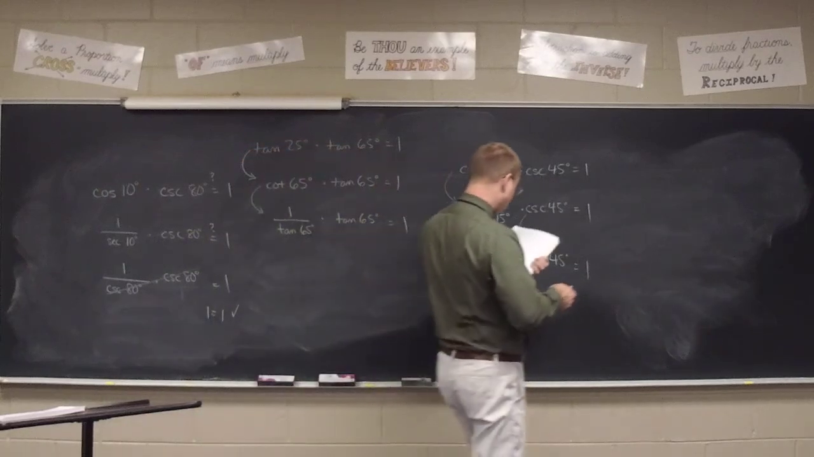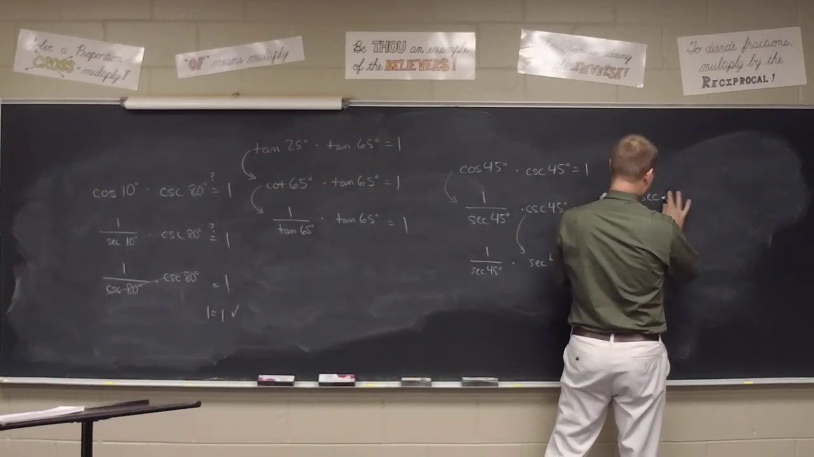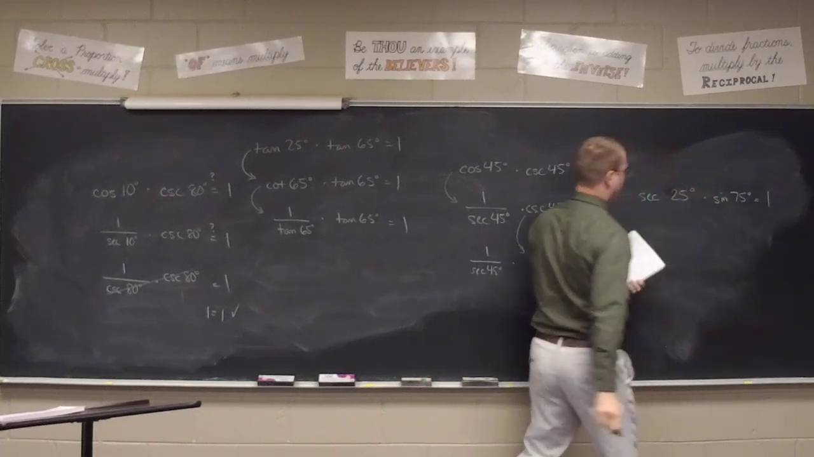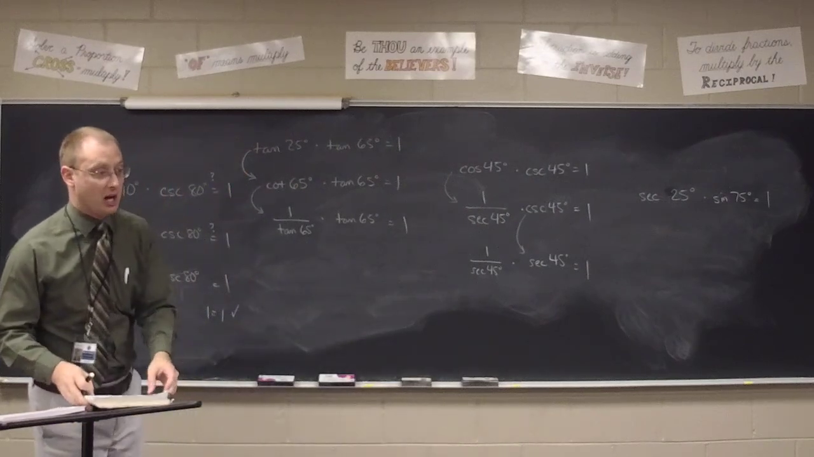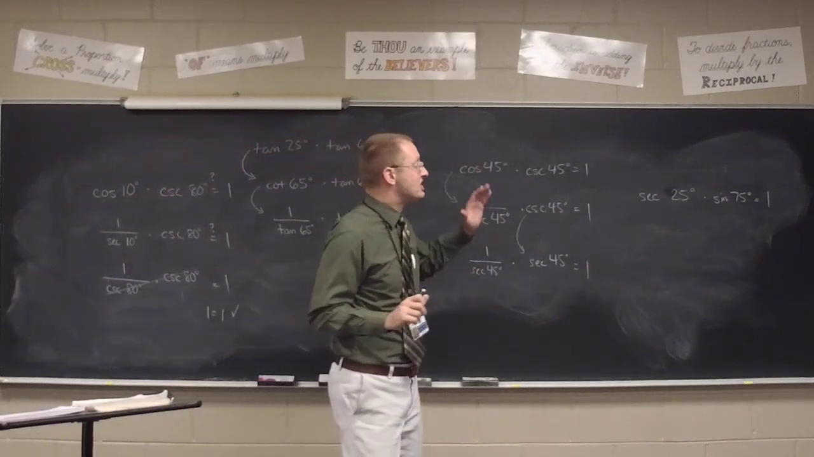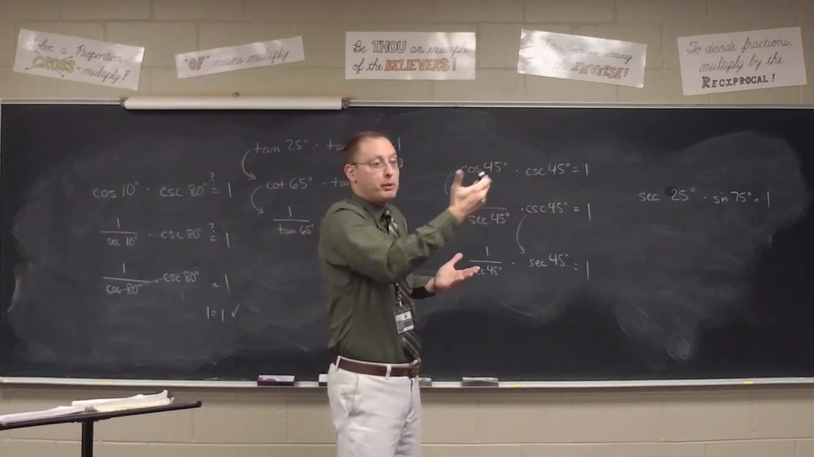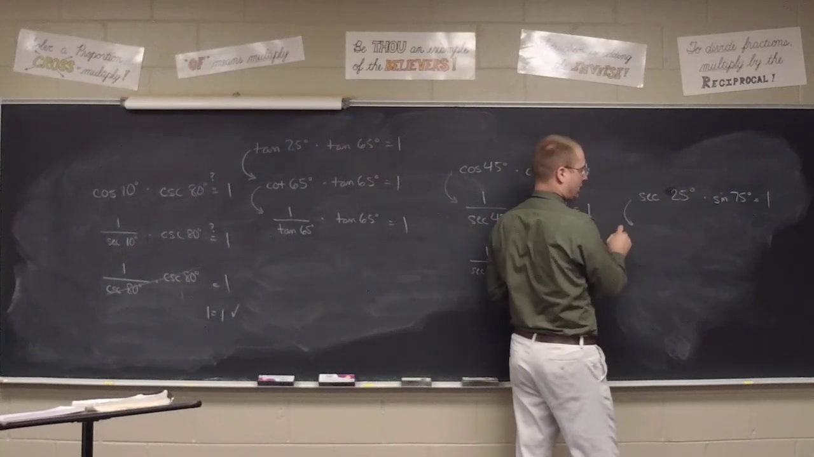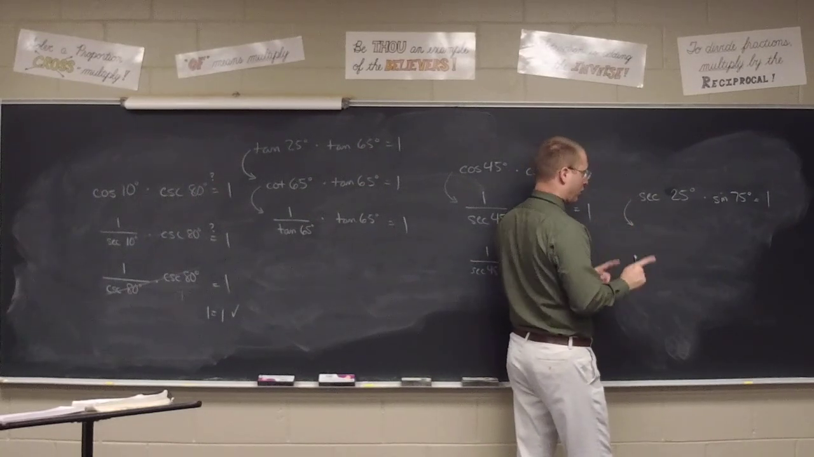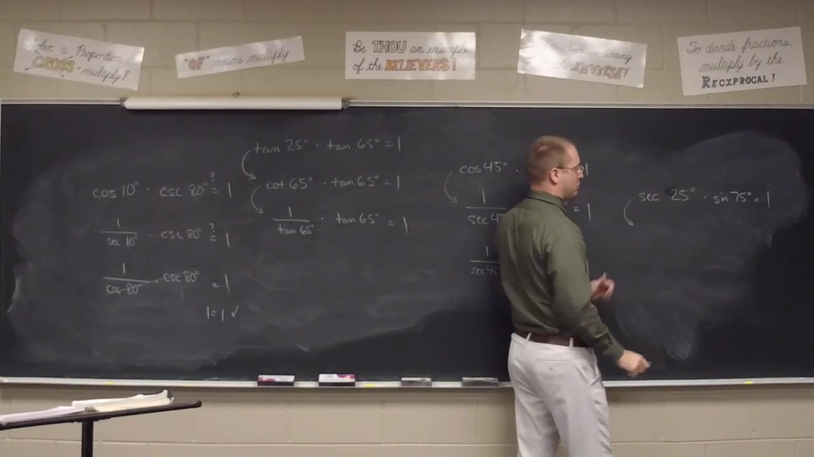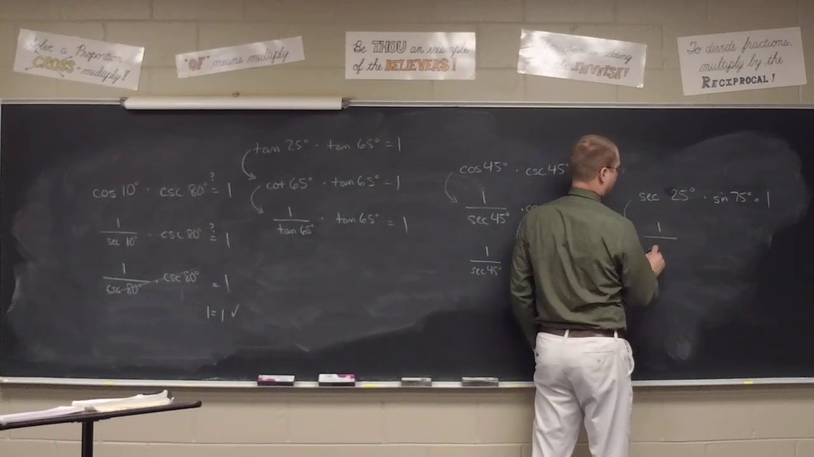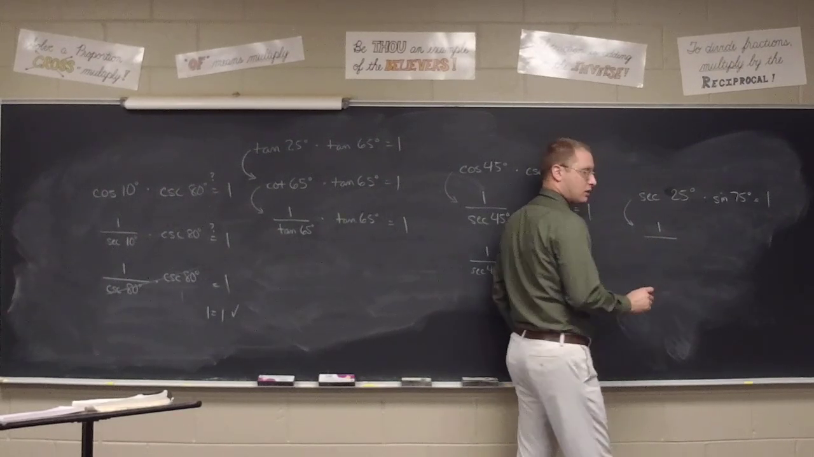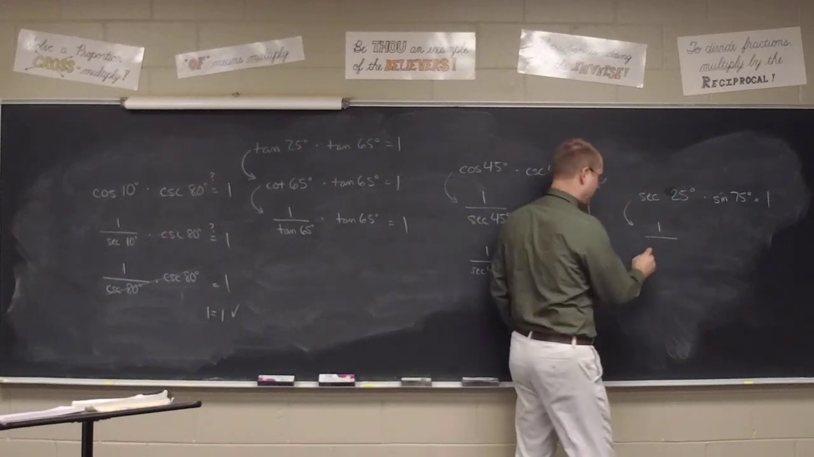Look at number 40. We have the secant of 25 degrees times the sine of 75 degrees, all equal to 1. What function can both of these become? Because secant and sine can't become each other. But secant can become blank, and sine can also become blank through a different means. They can both become cosine. How does secant become cosine, class? Reciprocal. So what will secant 25 look like if I change it to its reciprocal? Chris? 1 over, we just said it, class. I know. Cosine of 25 degrees.